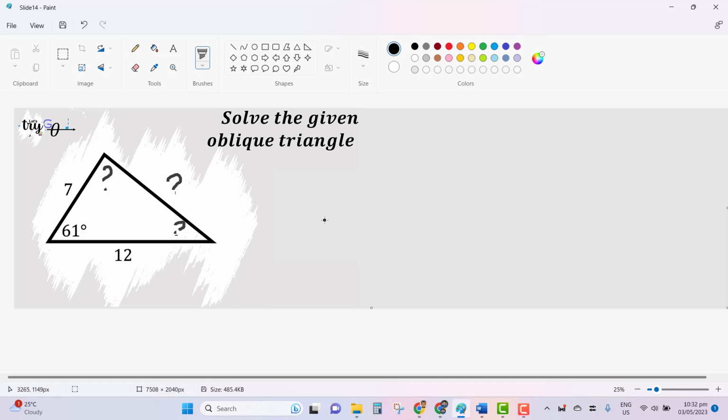But in order for us to determine which is which, we need to identify what are the given measurements. 7 here corresponds to one side. 12 is also another side. And this angle, which measures 61 degrees, is an included angle of those two sides. This oblique triangle is an example of an SAS oblique triangle. And in solving an SAS oblique triangle, we will be using the law of cosines.